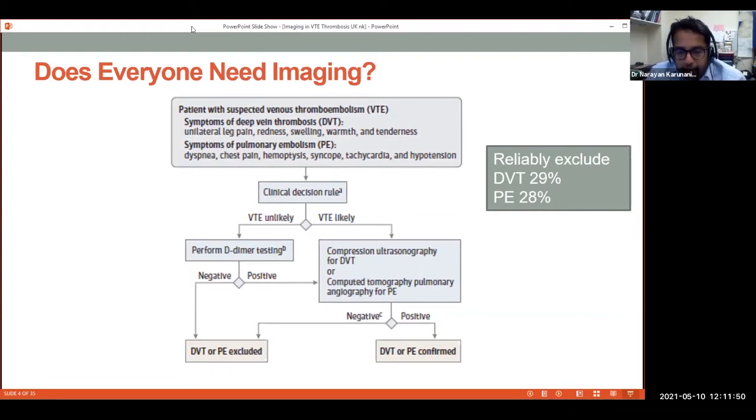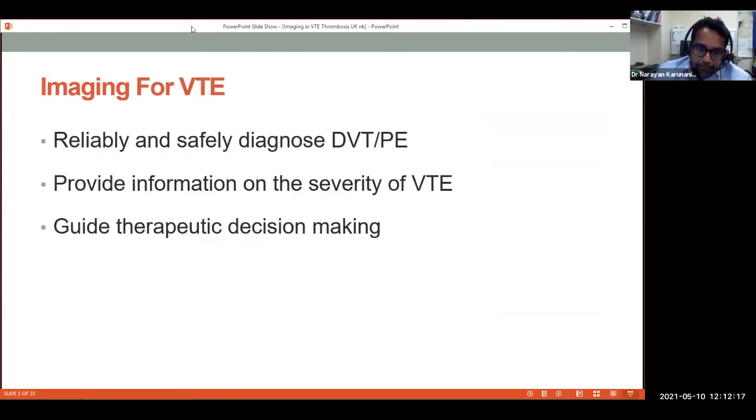But then nevertheless, a large vast majority where we are unable to exclude VTE do require more definitive imaging. And currently the standard of care for deep vein thrombosis is compression ultrasound, and for PEs is CT pulmonary angiograms. And this space though with imaging is evolving, and I just want to touch on the areas of these progress over the next few slides.